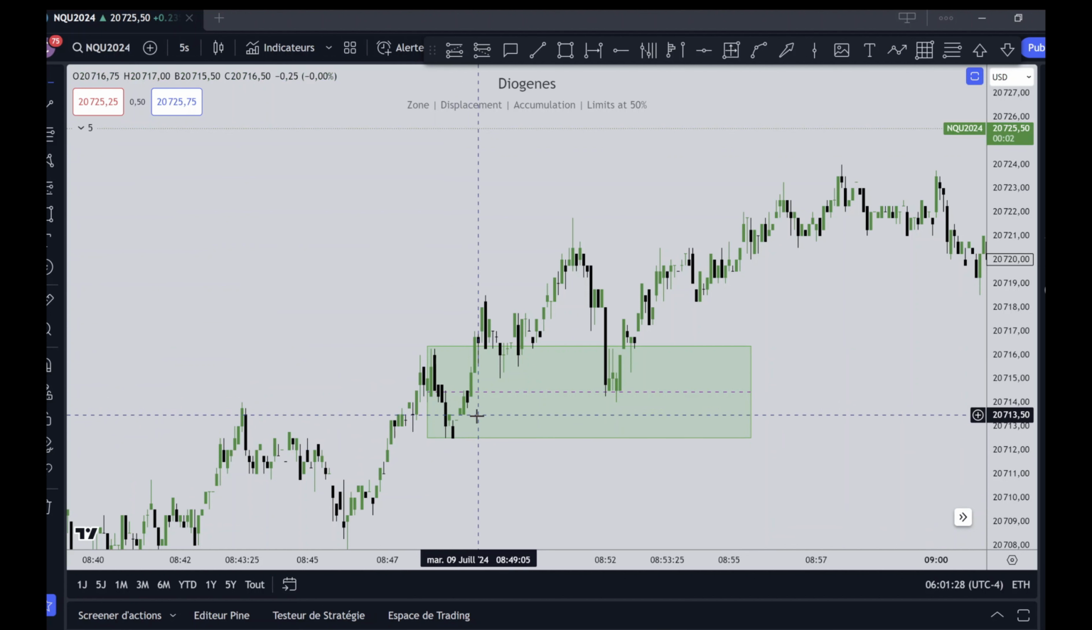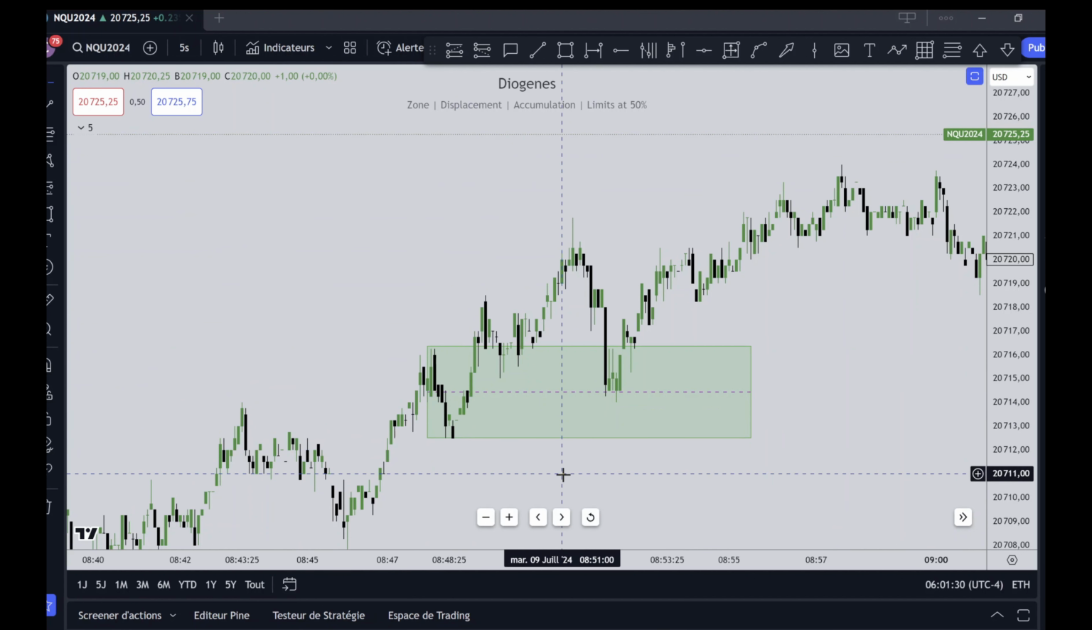Example number 2. This is a trade I took on the 5-second chart yesterday. You can also see the execution for it on my Twitter.